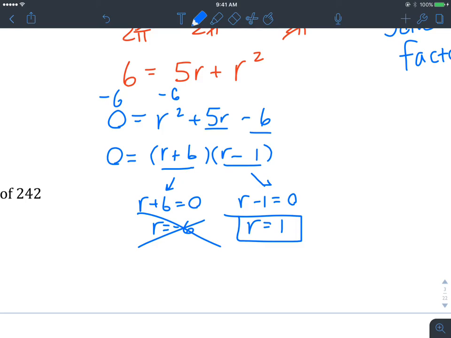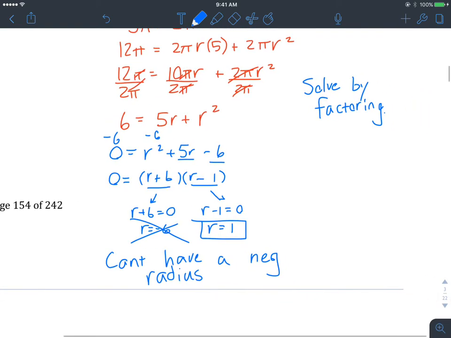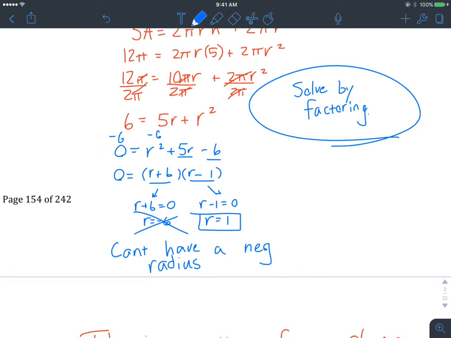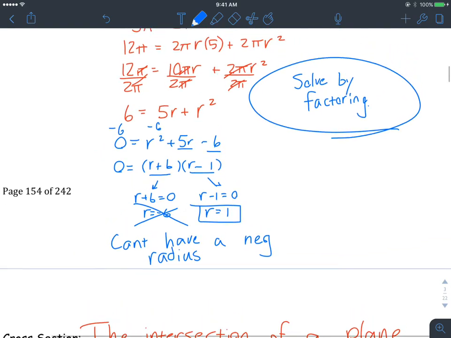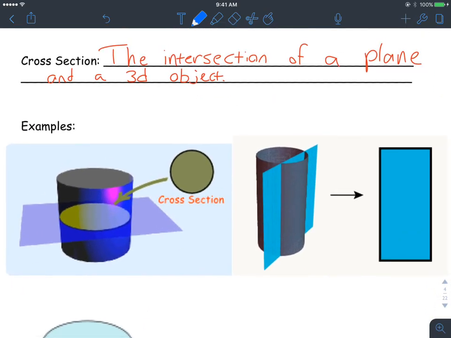So maybe we should write ourselves a note here. Can't have a negative radius. So r equals 1 right there. So this whole thing here is all about solving by factoring. If you need a refresher on that, go find some other videos on that. So that one's a little complex there. That's probably as crazy as you can get there.